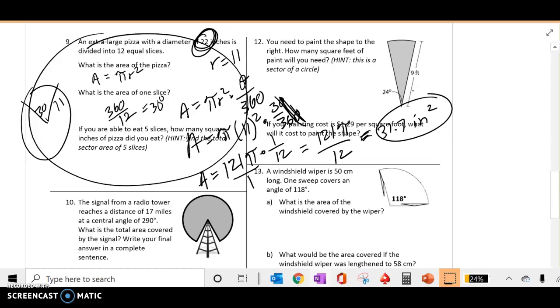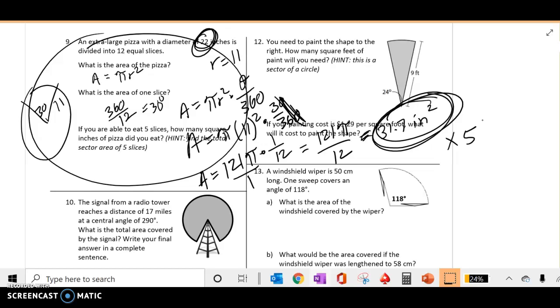If you're able to eat 5 slices, how many square inches of pizza do you eat? Well, you're just going to take 31.7 and multiply it by 5, because that's 5 slices. And that should give you that. Alright, let's go on to the next one.